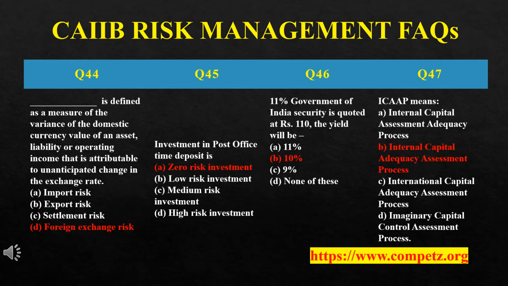Now, which is the answer here? The answer is B, because all banks are required to have an ICAAP in place. All banks are required to have an internal capital adequacy assessment process in place. Okay. Now, in our next slide, there will be a few frequently asked questions regarding risk management, which are important for your upcoming exam.